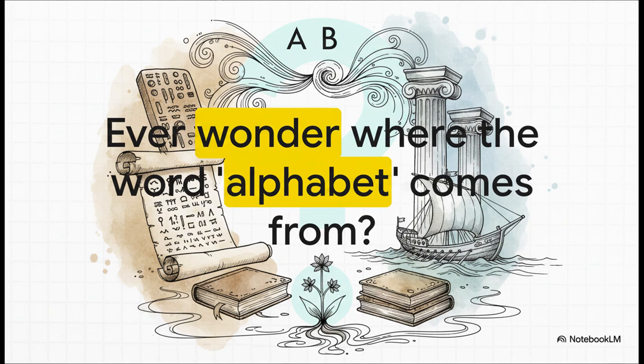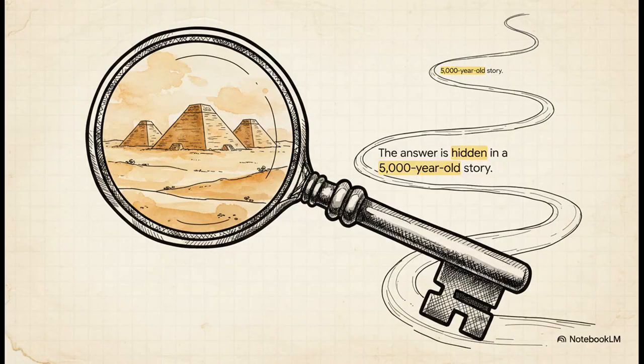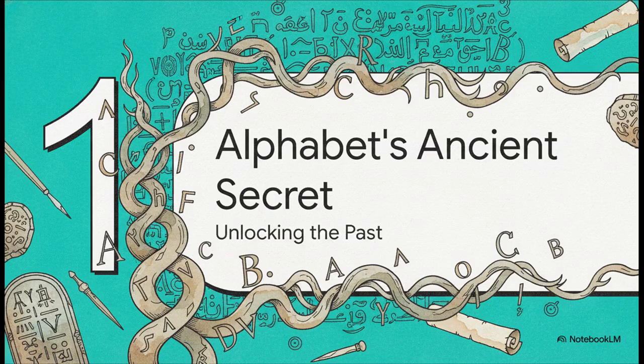So let me just start with a question for you. You use it all the time, you learned it as a kid, but have you ever really stopped and wondered, where does the word alphabet actually come from? Well, the answer isn't just a simple definition. It's really a clue, a key that unlocks a 5,000-year-old story that stretches across deserts and ancient empires. So let's follow that clue. First up, let's uncover that very secret and connect our modern alphabet directly to its ancient roots.